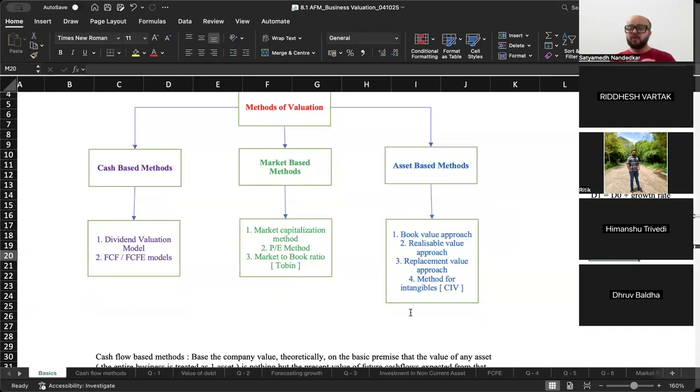Or you can also use the PE based method. The PE based method is again a formula based approach. And the last one, this is new at this level, which is market to book ratio. Now, apart from that, there are asset based methods also, book value method, realizable value approach. We will learn all of these one by one.